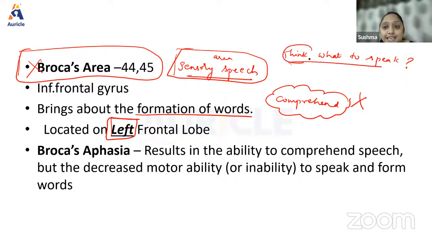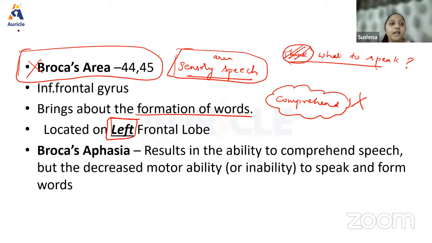When this thinking is not happening, I cannot speak. When this thinking is not happening, what will I speak? Some random things I'll speak. Instead of speaking sensibly in Broca's aphasia, I say things like 'I had tea, coffee' and something else, and I'll start speaking randomly.